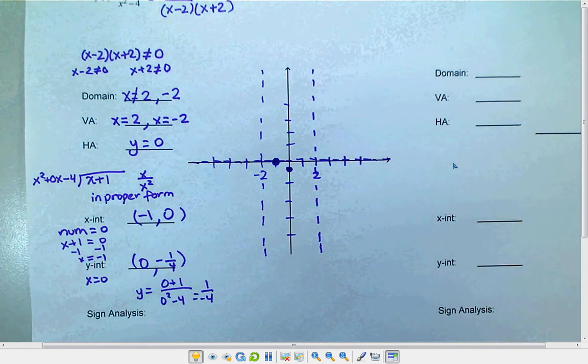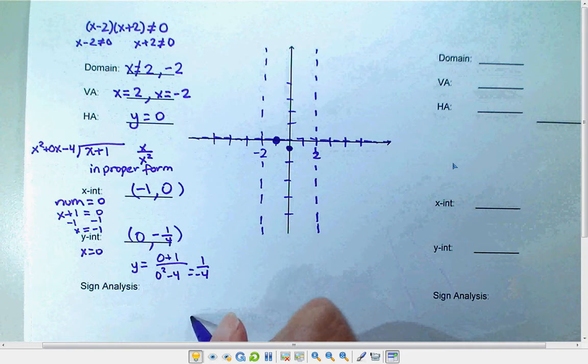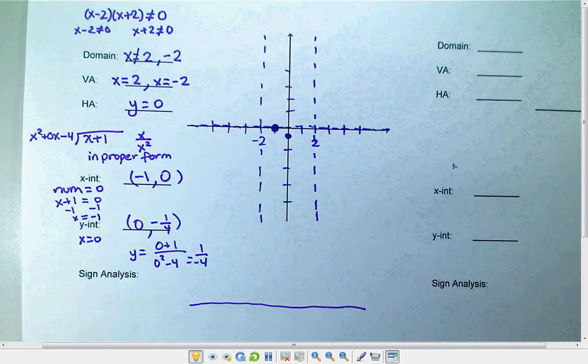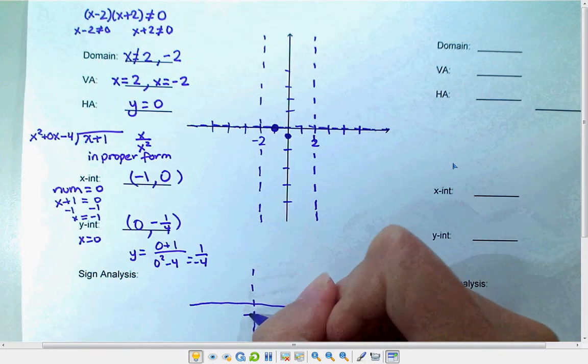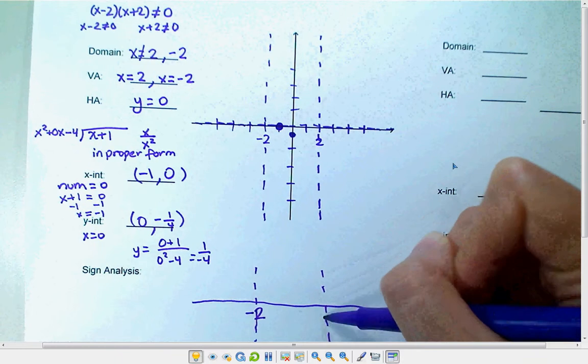And now all I have left to do is graph the rest of my graph. So this is when sign analysis comes into play. So I'm going to draw it right underneath the graph so I can see them line up. The important points on my x-axis: I know I'm going to have to figure out what's happening at negative 2 and at 2, because those are my vertical asymptotes.